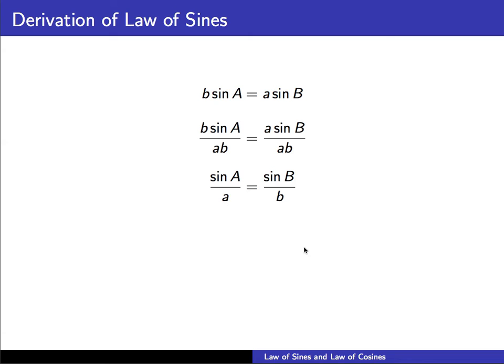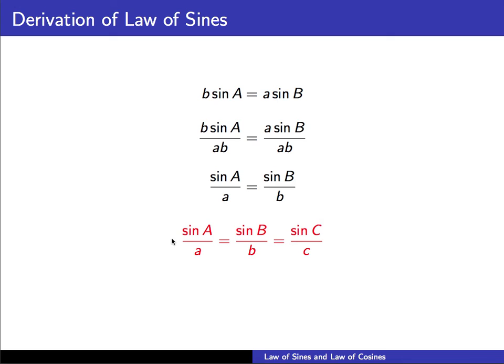And it turns out we can extend this. If we would have picked B and C instead of A and B, we would have gotten the sine of angle B over b equals the sine of angle C over c. If we would have drawn our altitude from A instead of C, we would have gotten sine of C over c as well. So the law of sines is nothing more than an extended proportion. The sine of angle A divided by the length of side a equals the sine of angle B divided by the length of side b, which equals the sine of angle C divided by the length of side c.